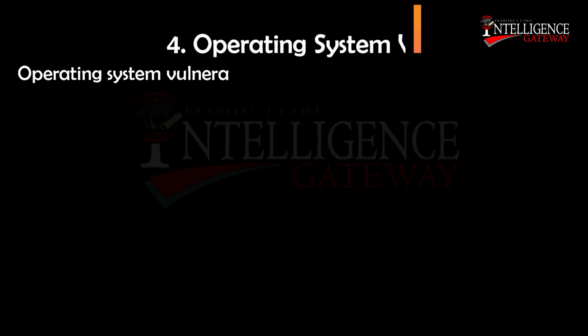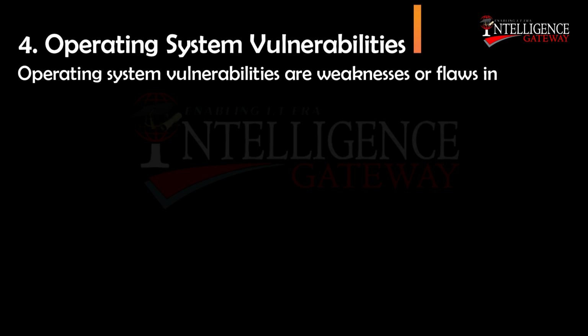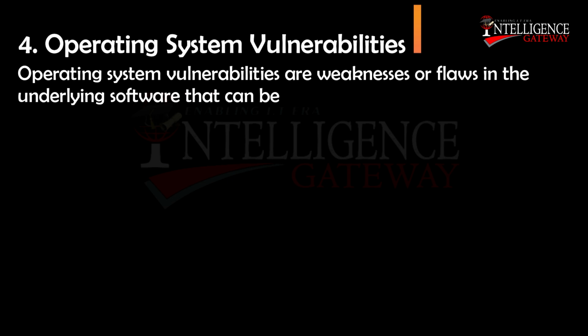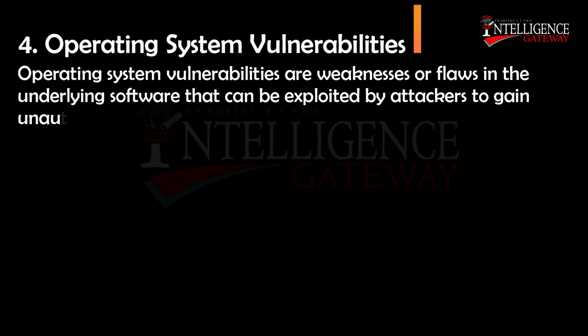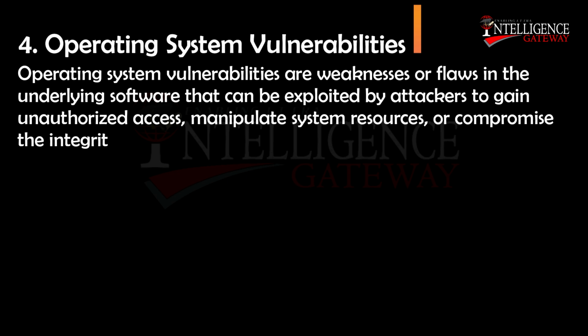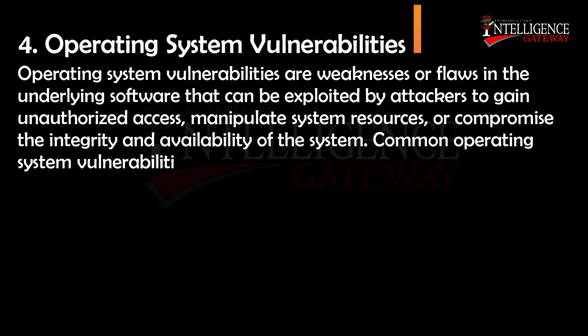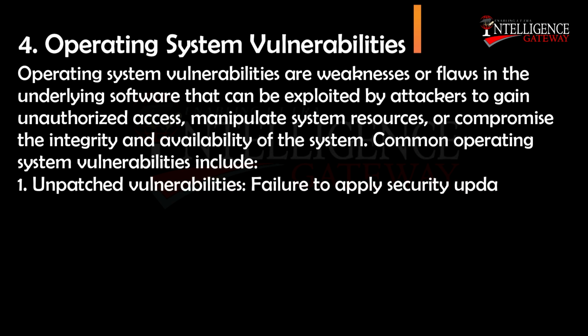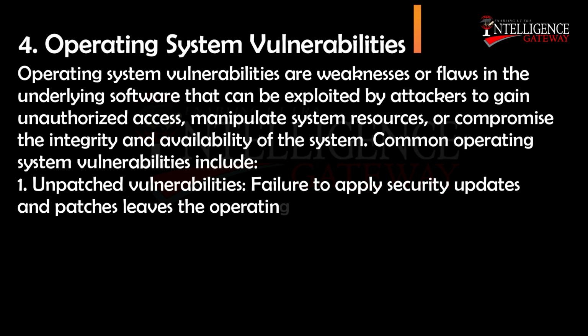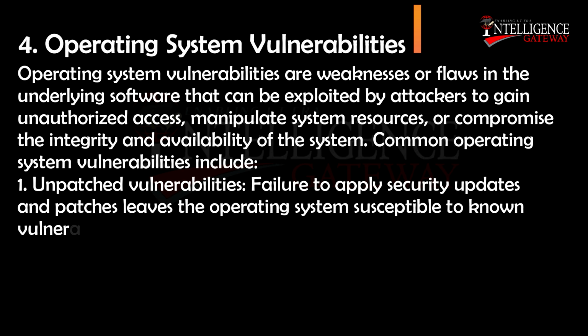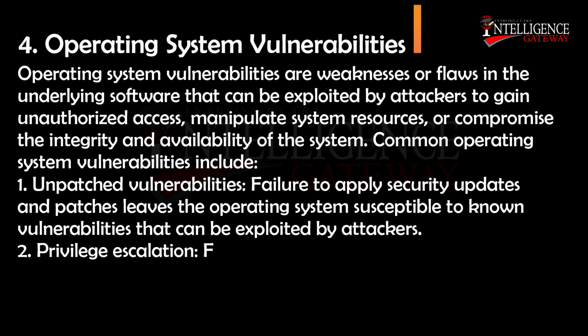4. Operating system vulnerabilities. Operating system vulnerabilities are weaknesses or flaws in the underlying software that can be exploited by attackers to gain unauthorized access, manipulate system resources, or compromise the integrity and availability of the system. Common operating system vulnerabilities include: 1. Unpatched vulnerabilities. Failure to apply security updates and patches leaves the operating system susceptible to known vulnerabilities that can be exploited by attackers.